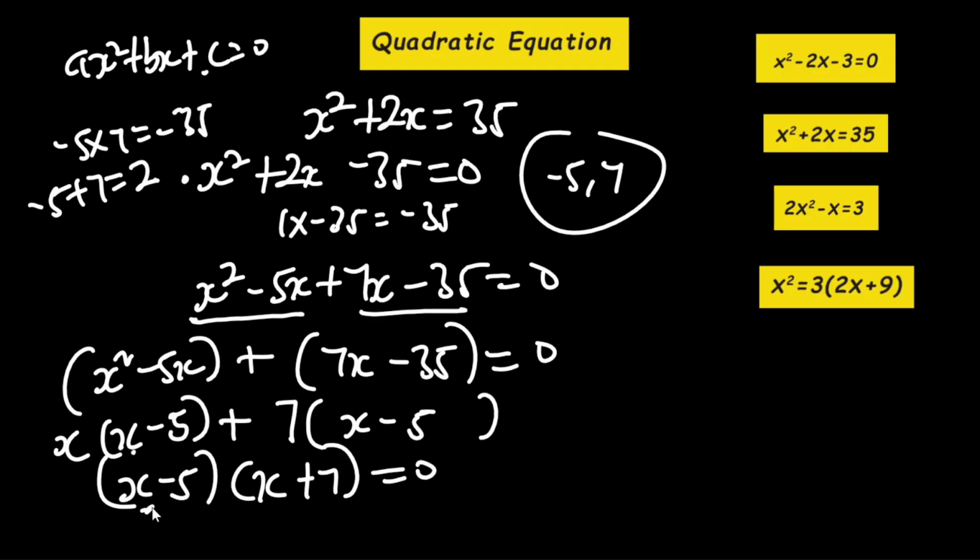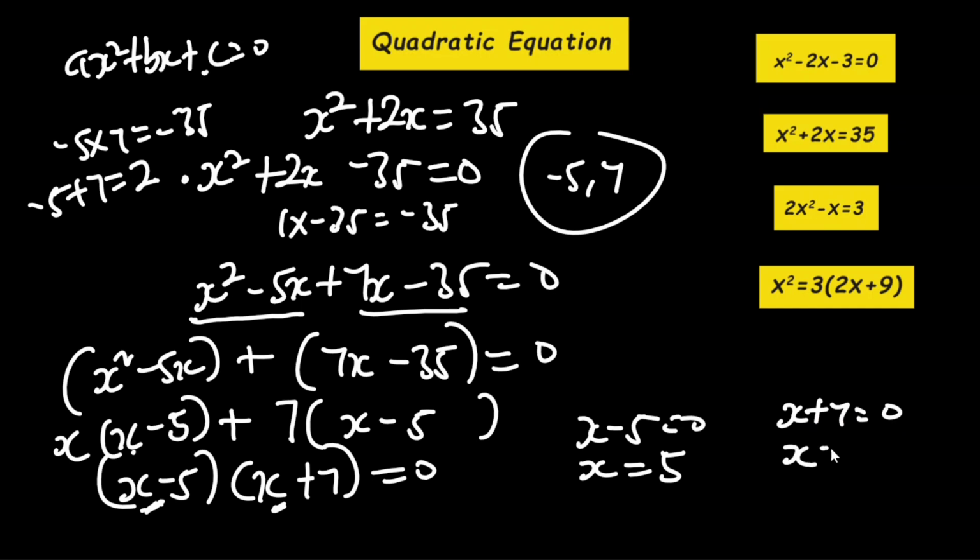Now let's equate each of the terms to 0. So x minus 5 is equal to 0. x is equal to +5. x plus 7 is equal to 0. x is equal to -7.